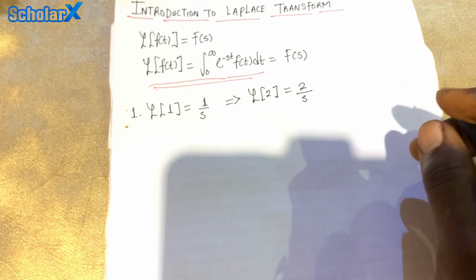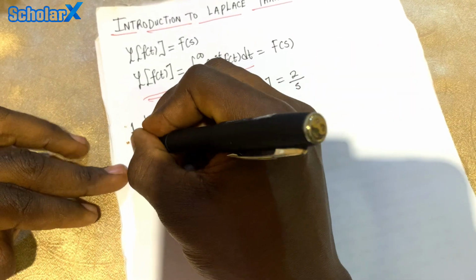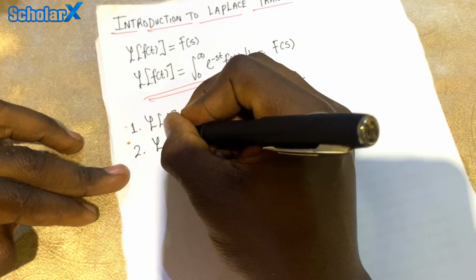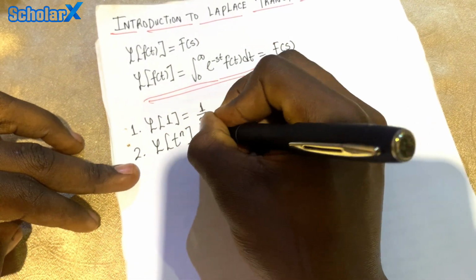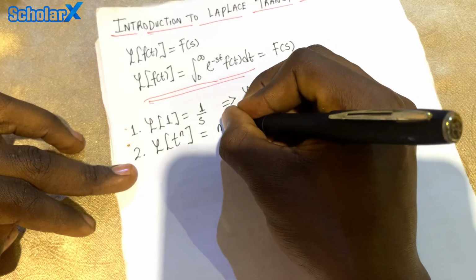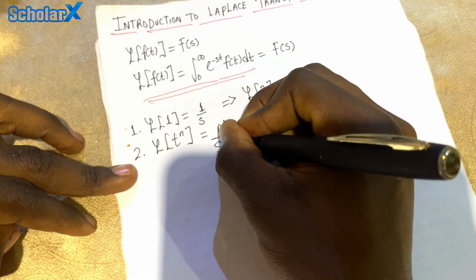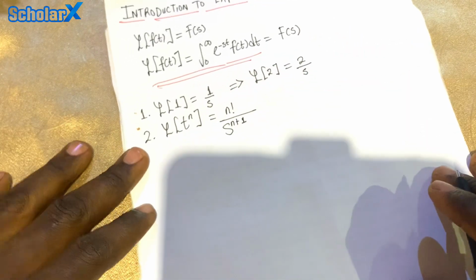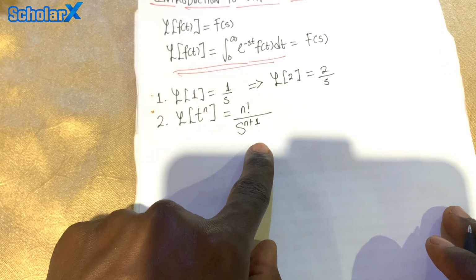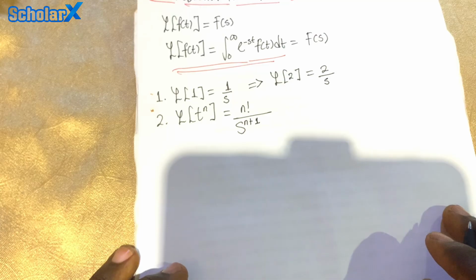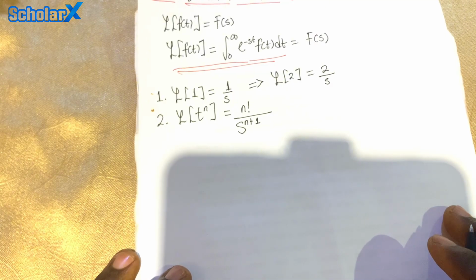Now, another one we need to know is that the Laplace transform of t to the power of n is going to be equal to n factorial over s to the power of n plus 1. You have to take note of that too.